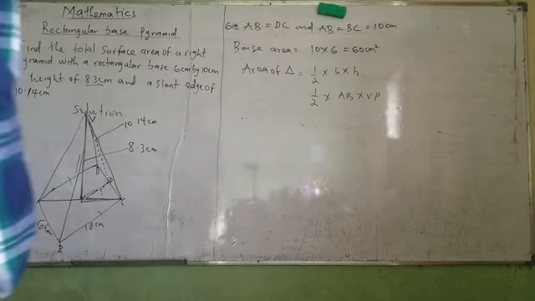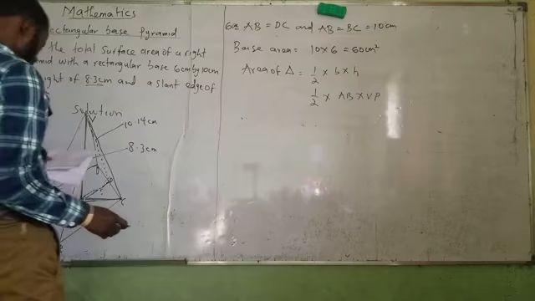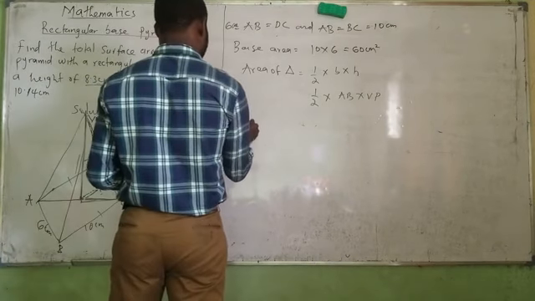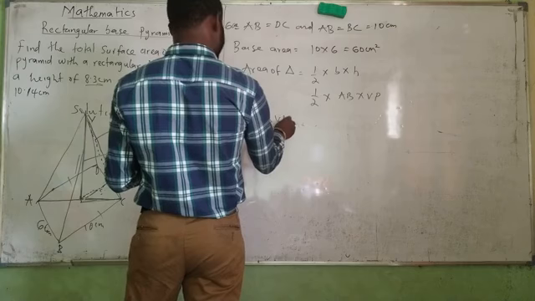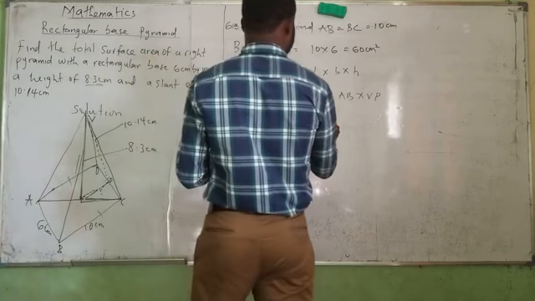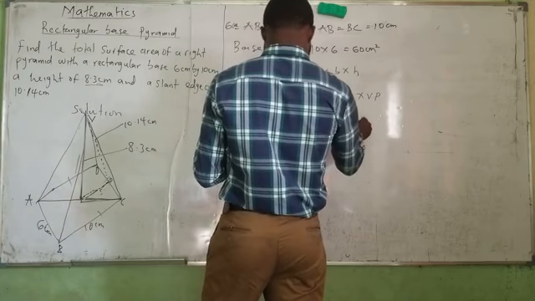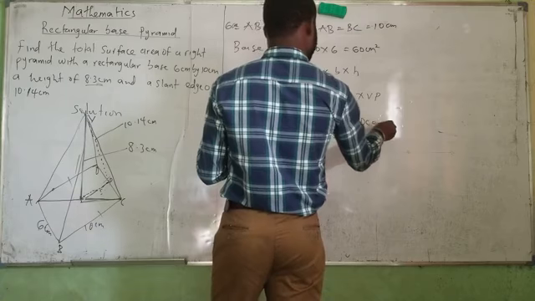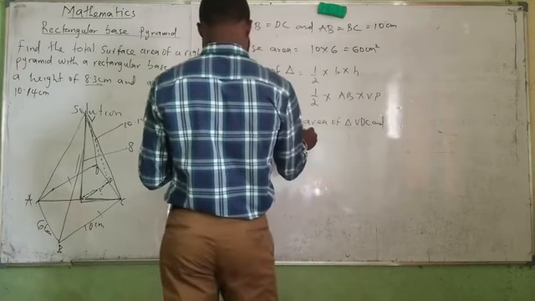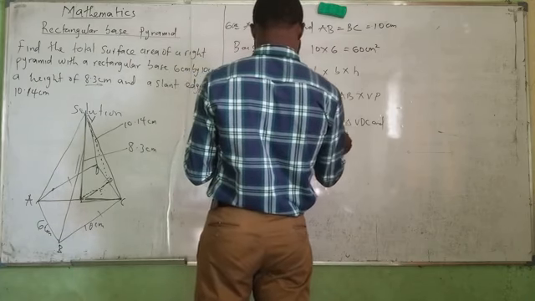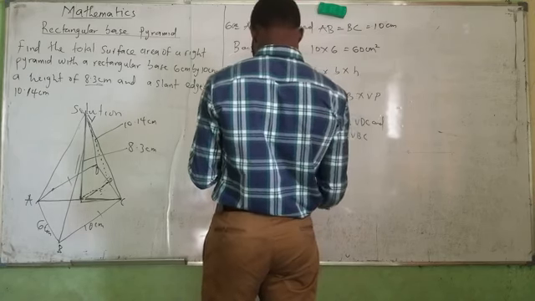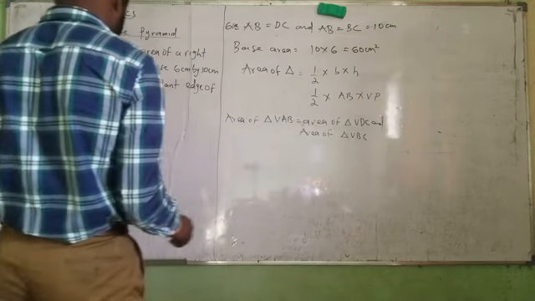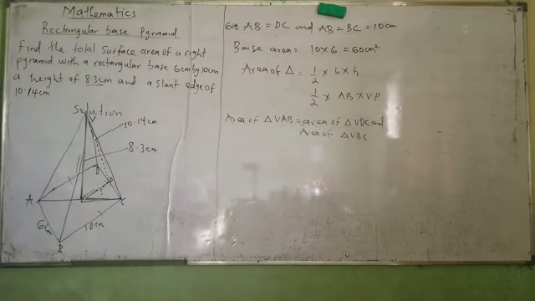Okay, now before I continue, now this is V. Don't forget that the area of triangle VAB, the area of triangle VDC and the area of triangle VBC, I need to do those things and generate them one after the other.